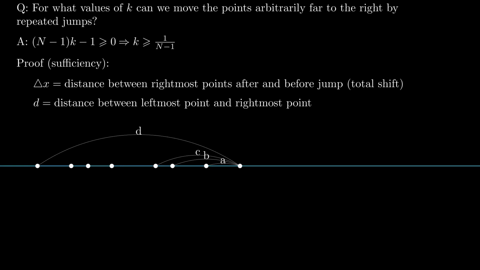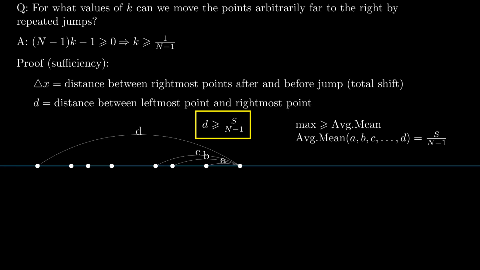A very important inequality takes place. D is greater than or equal to S divided by (n minus 1). Let us understand why this happens. A well-known and easy-to-prove lemma asserts that the maximum of a set of numbers is not less than the average mean of that set. This is exactly our case. There are n minus 1 distances from the rightmost point. Their average is exactly S divided by (n minus 1), and their maximum is D as we just denoted. So the inequality holds from this lemma.